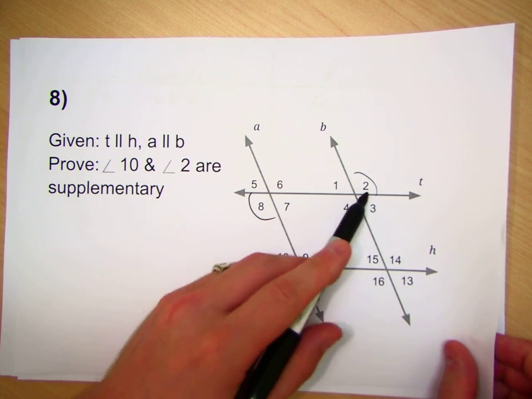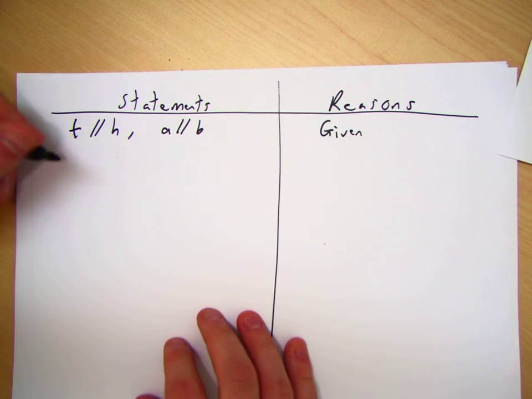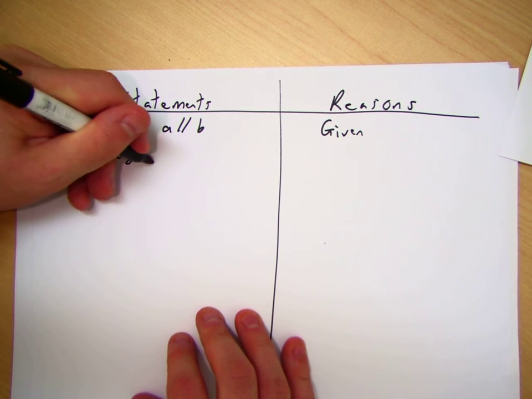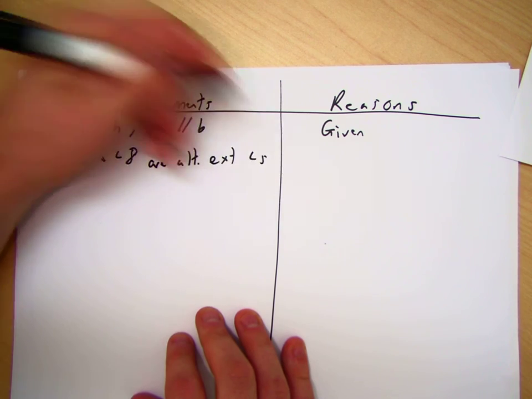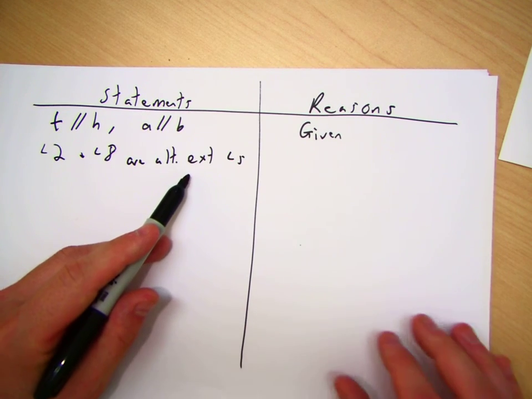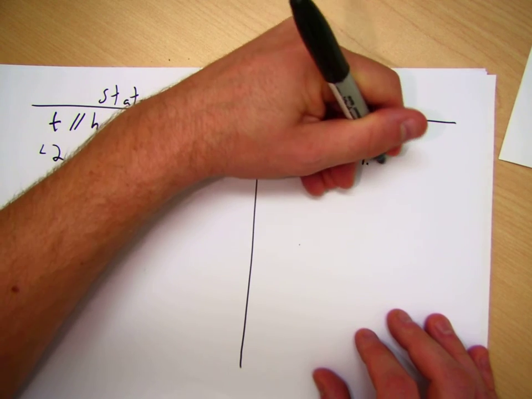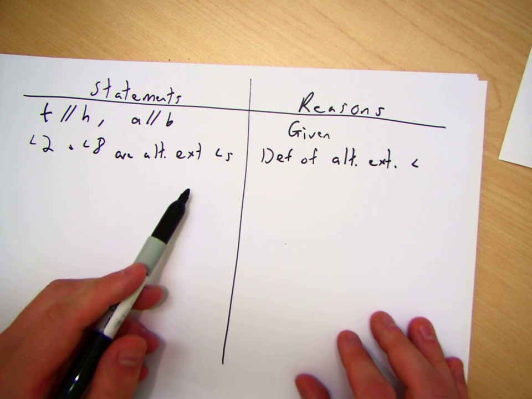First thing I'm going to do is point out that 2 and 8 are alternate exterior angles. So after my givens here, I'm going to say that angle 2 and angle 8 are alternate exterior angles. Again, the reason is it's the definition of an alternate exterior angle.